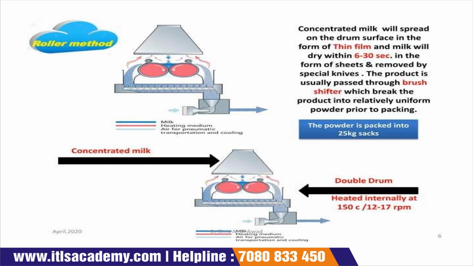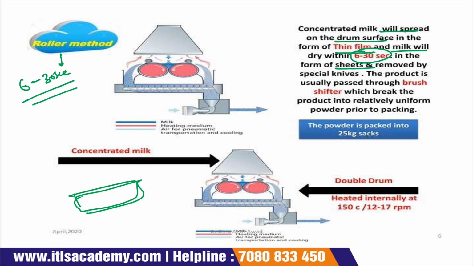Now the next is the roller method. In the roller method, the concentrated milk is spread on a drum surface, in the form of a thin film, and the milk will dry within 6 to 30 seconds. The milk dries in the form of a sheet, and it is removed with the help of a special type of knife.